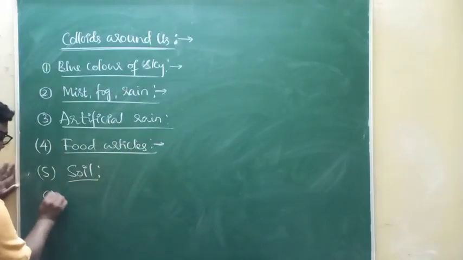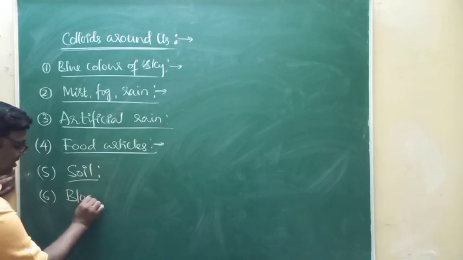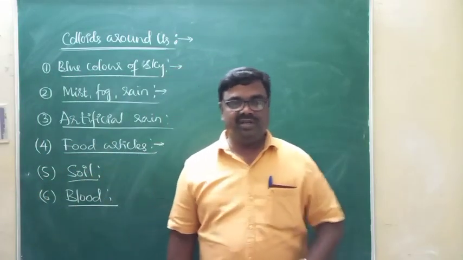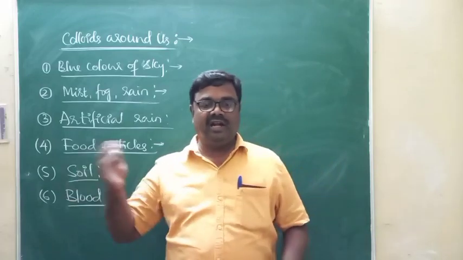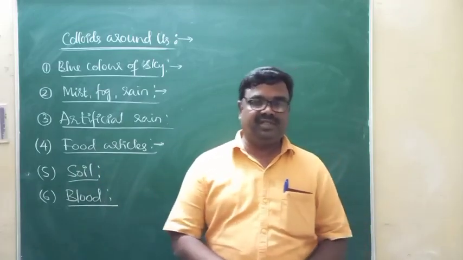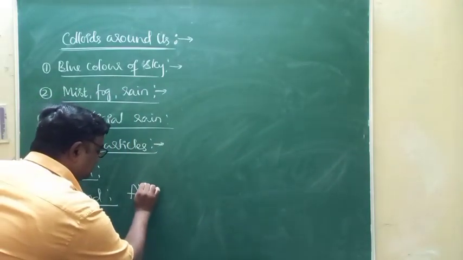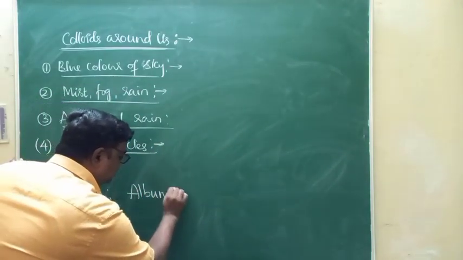And of course, as far as the sixth point is concerned, even the blood in our body is also a colloidal solution. It's a colloidal solution of albuminoid substances. That is, albuminoid substances are a kind of proteins.